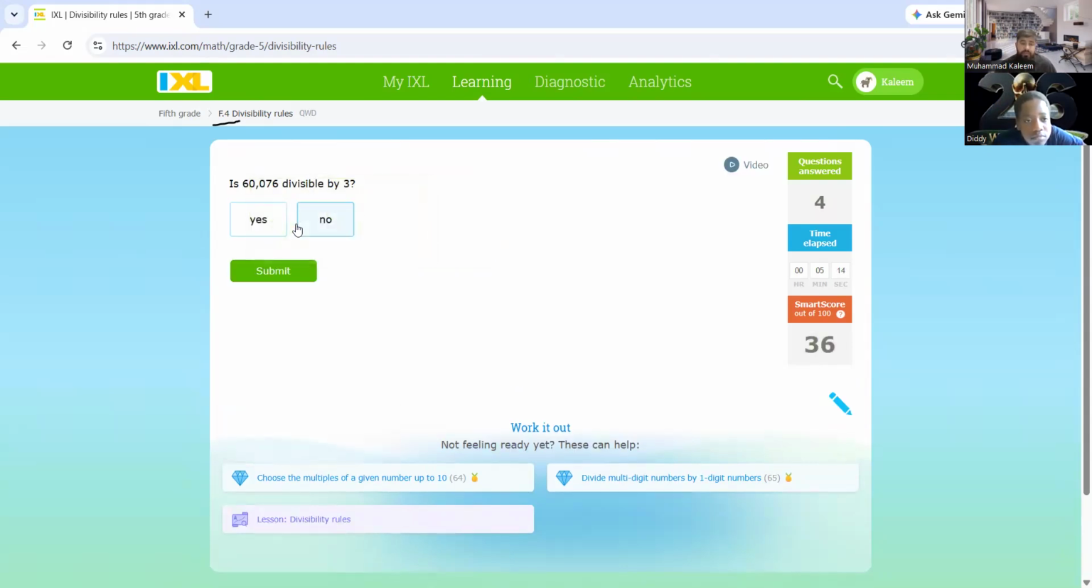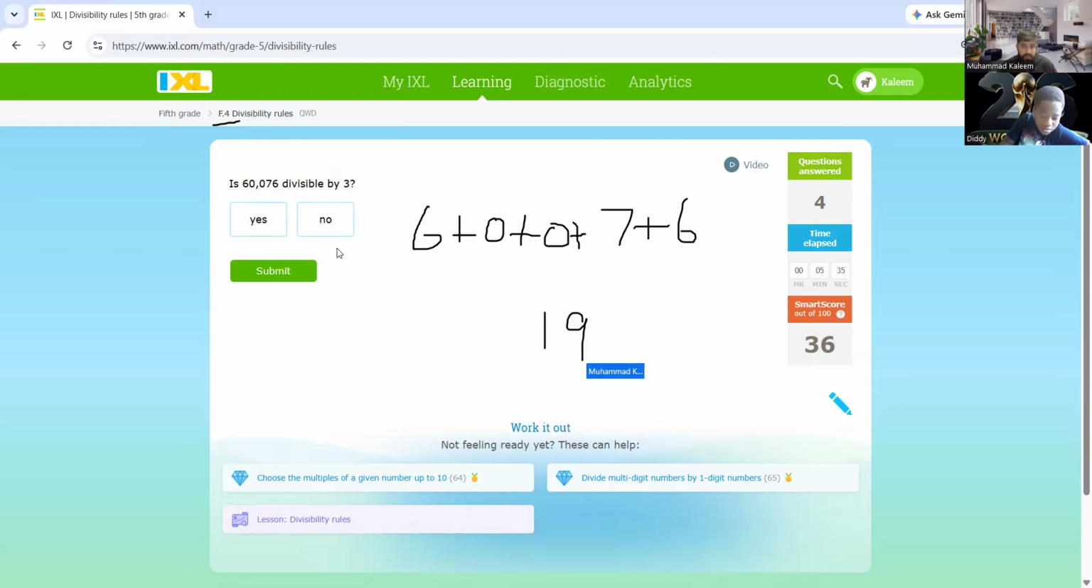Here you have to implement the rule of 3. And what is it? The rule for 3 is just to add the digits of the number. 6 plus 0 plus 0 plus 7 plus 6. What's the sum of these numbers? It's 19, because 13 and 6 is 19. Is 19 a multiple of 3?